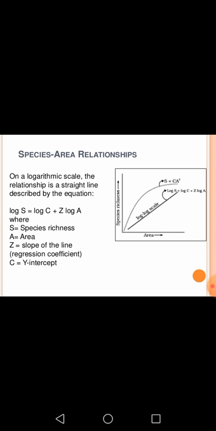So when we plot the graph between species richness and area, we find a rectangular hyperbola type of graph, and when we write it on a log scale, we find one equation: log S equals log C plus Z log A. Here S means species richness, A means area, Z means slope of the line or regression coefficient, C equals y-intercept.